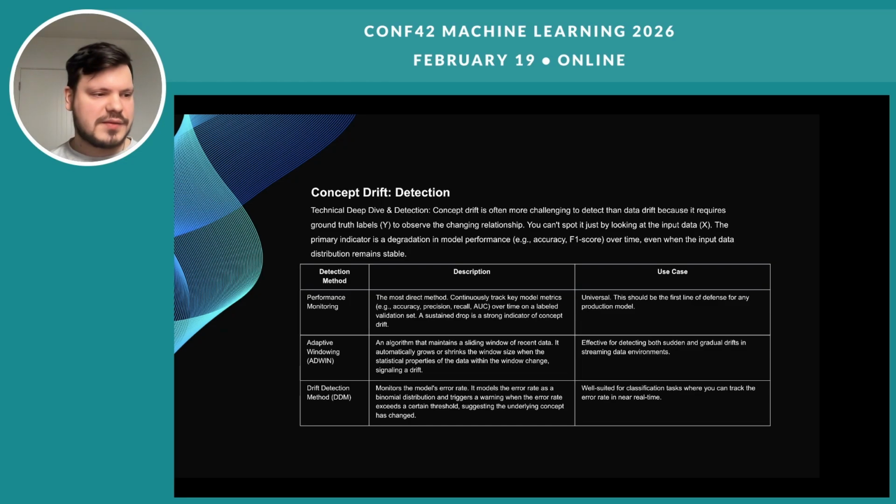The next one is adaptive window. It's an algorithm that maintains a sliding window of recent data. That window automatically grows or shrinks when the statistical properties of the data within the window change, signaling the drift. And the last one is a drift detection method. It's when we monitor the model error rate, and as soon as that error rate exceeds a certain threshold, it's a signal of concept drift.